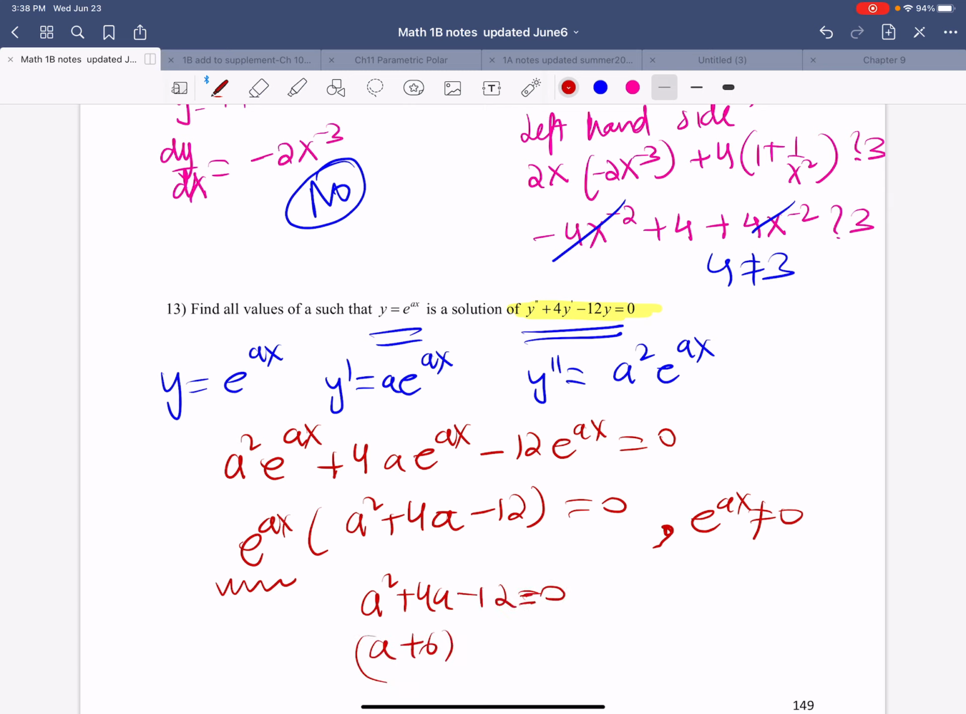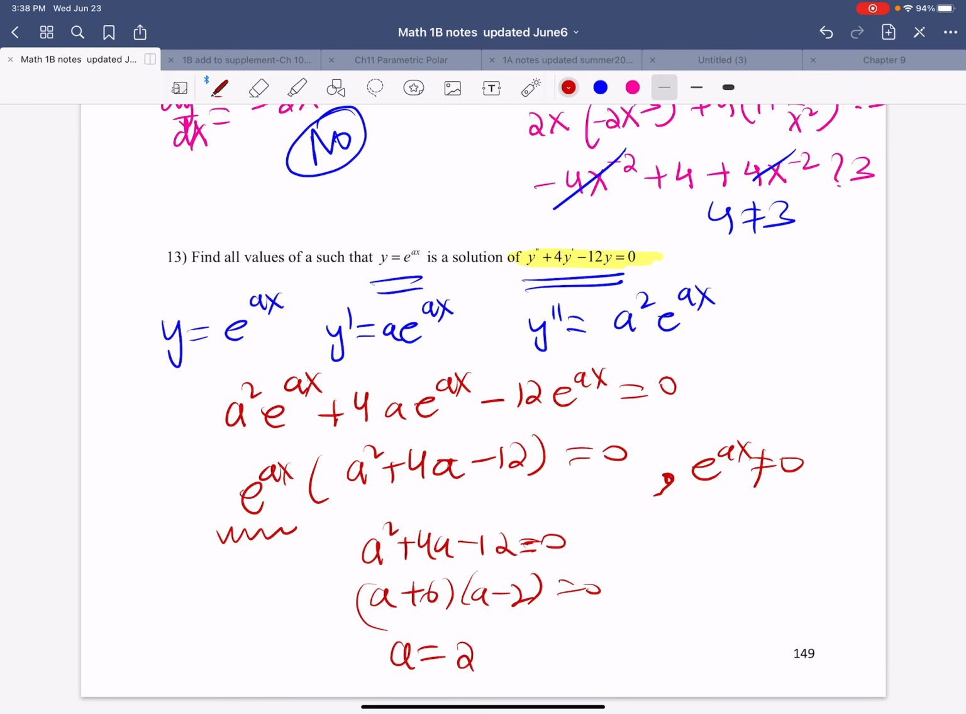And factor, no, that doesn't look right. Let's see. A squared plus 4a minus 12, the factors would be 6 and negative 2. That is correct. So a would be positive 2 and negative 6. These are the two solutions. Okay.